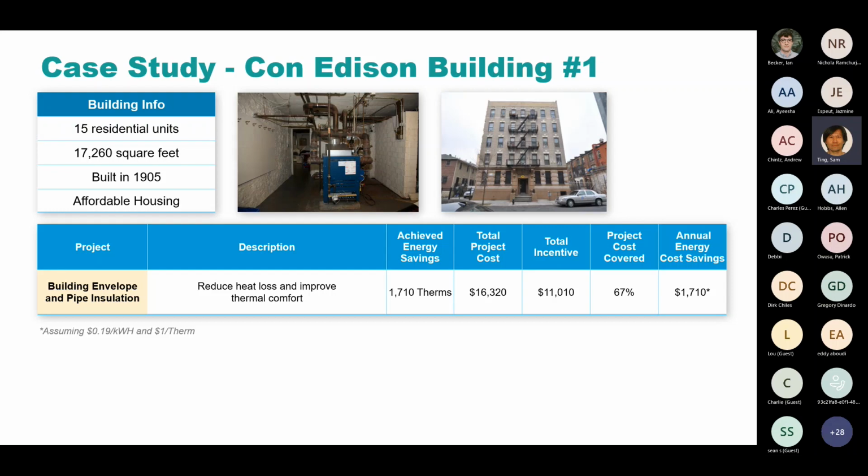Total project cost is $16,000, so it'll be around a $5,000 net cost to you. This is an example, and the energy cost savings will be $1,700. So basically, it's about a 3-year payback, which is amazing. So this is something to consider. Next, please.